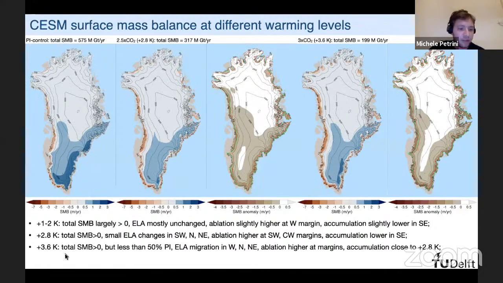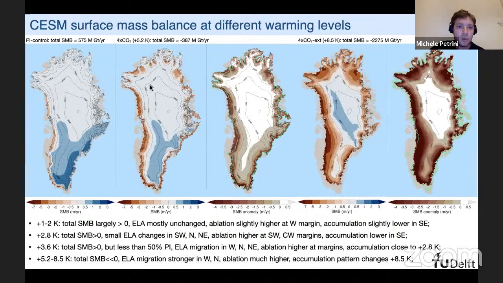For the 3.6 Kelvin case, the total SMB is still positive, but is less than 50% of the PI case, and the equilibrium line altitude migrates in the western, north, and northeastern basins. We do have higher ablation at the margins, and accumulation actually is still close to the +2.8 Kelvin case.